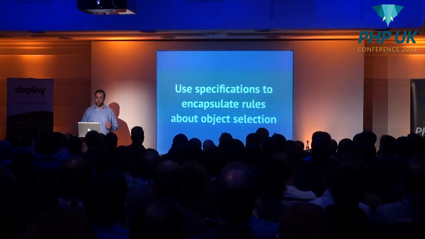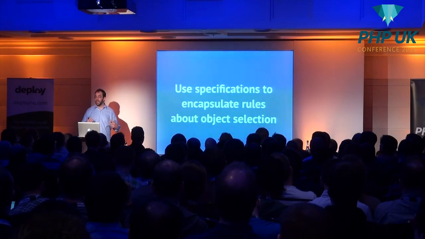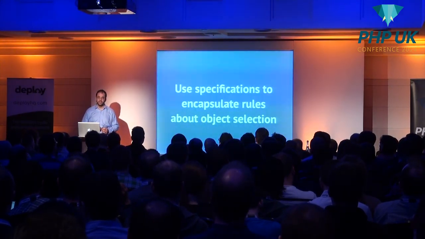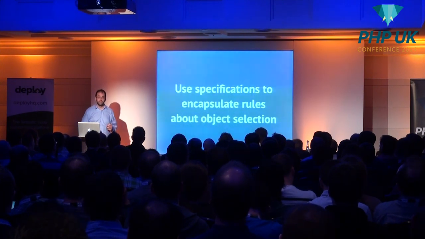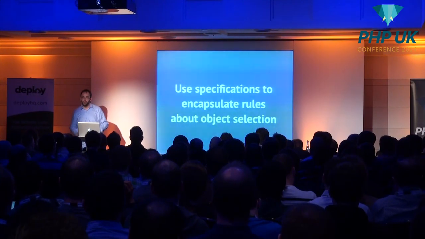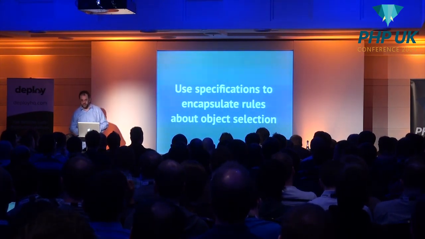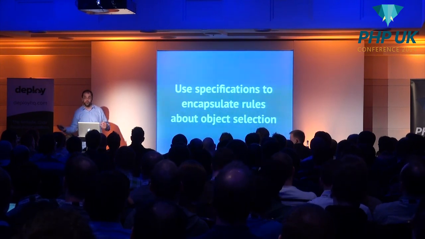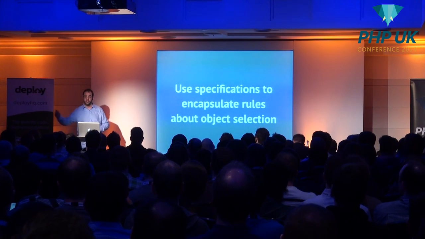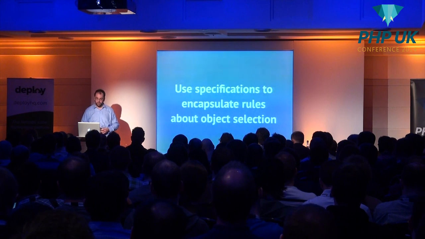So what I want you to remember is to use the specifications as a way to encapsulate business rules about object selection. It's not the only way, of course. There's many ways to skin a cat. But for me, this has been working quite well. I've actually used this for things like deciding on permissions. Can this user access this particular thing, for example? It's nice to put it in a separate object.